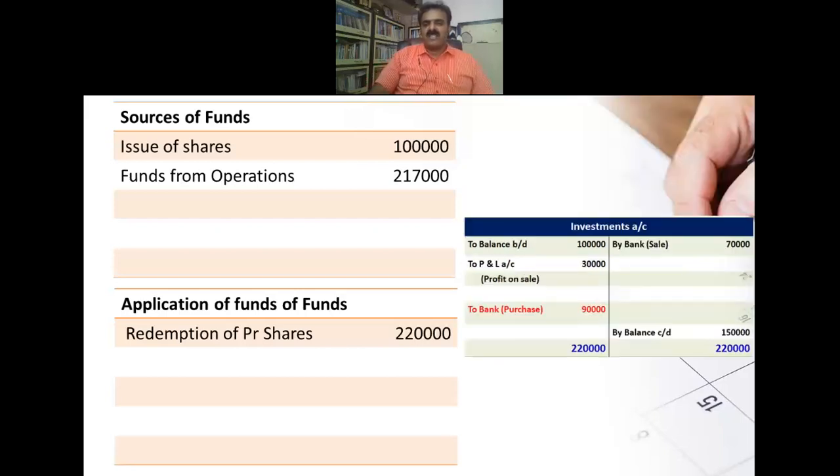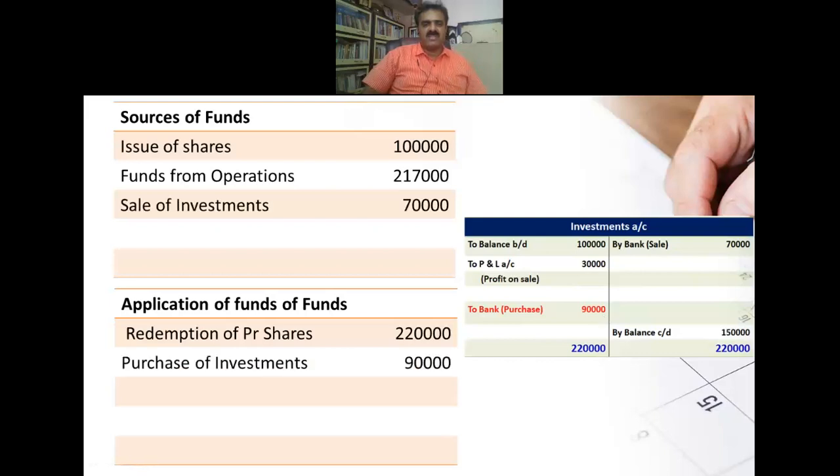Next is you have prepared investments account. In investments account, there is a purchase as well as sale. Purchase is a balancing figure to the tune of 90,000 rupees. 90,000 rupees is called the purchase, it is an application. So 90,000 rupees comes on the application side, and there is a sale of investment of 70,000 that comes on the sources side.